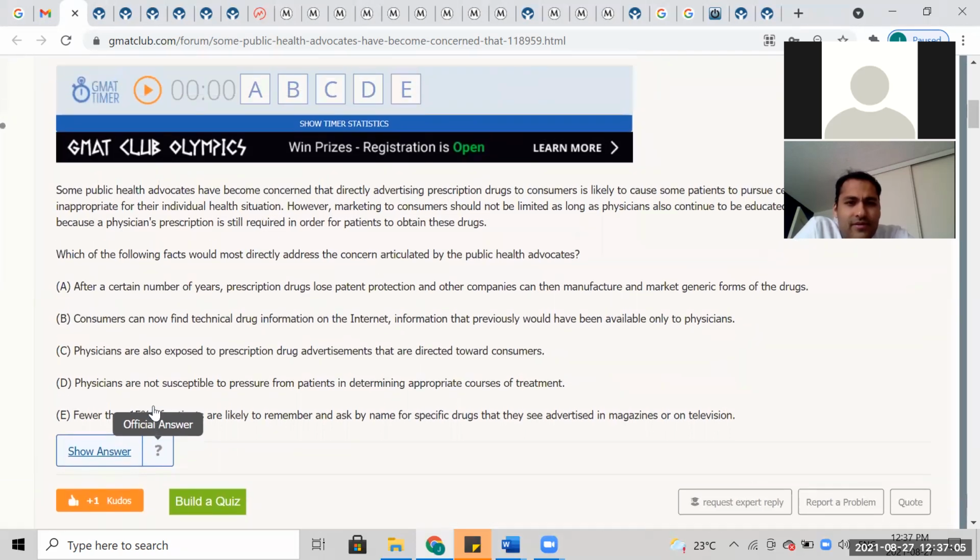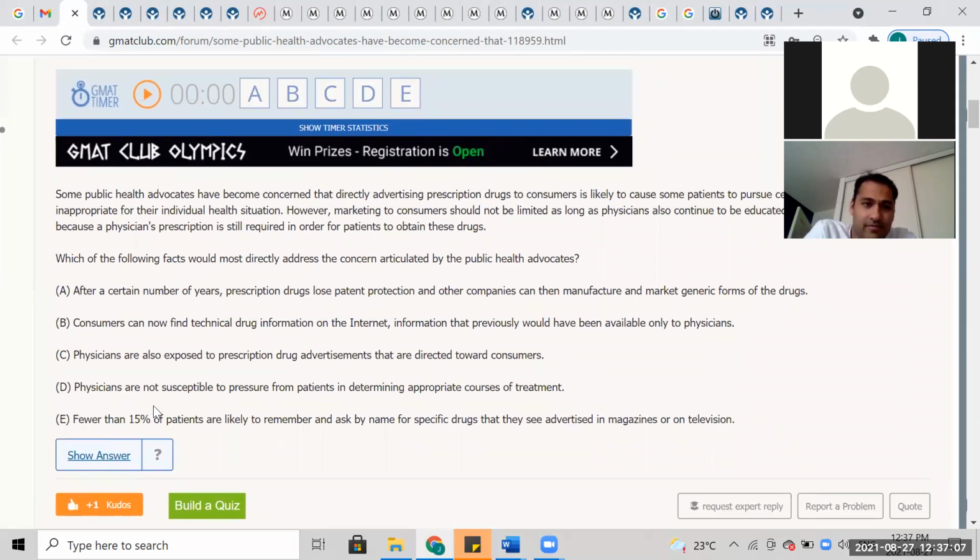The concern here, as I understand it, is that prescription drugs are being advertised, so people like you and me are coming to know about them. The concern of public health advocates is that you and I can go and buy the drugs directly. However, the marketers are saying that it's good that they know, but the drugs will not be available without a prescription.